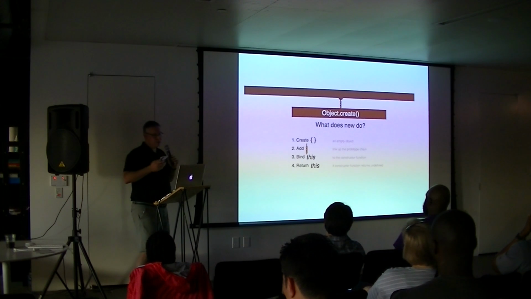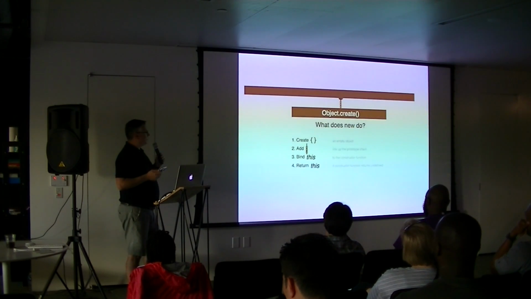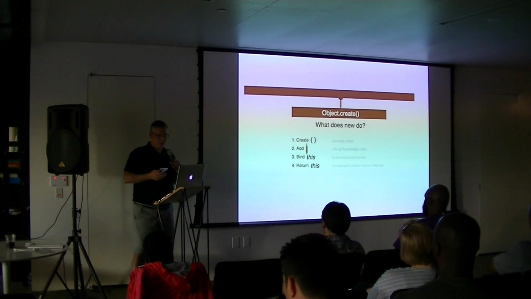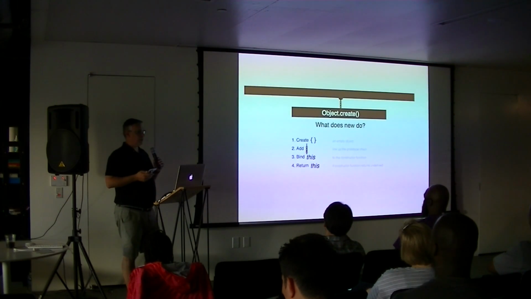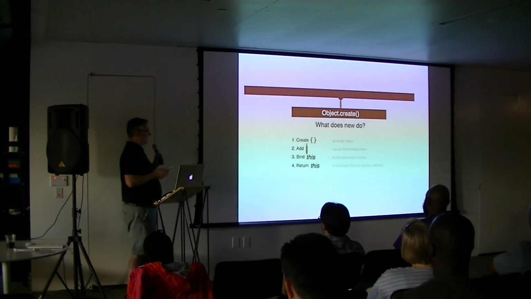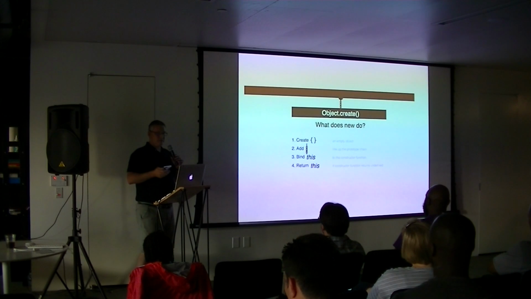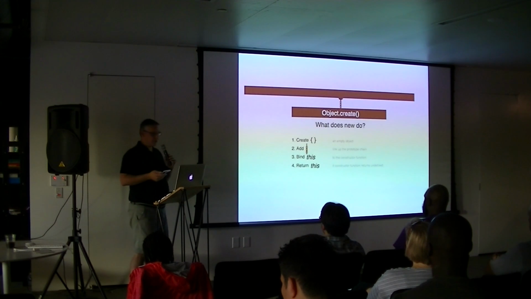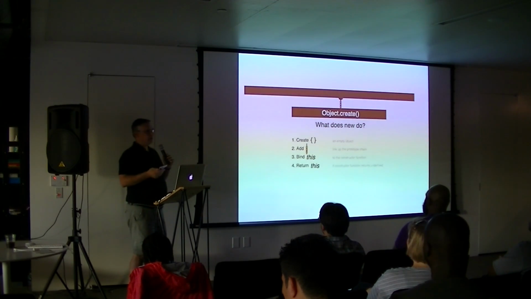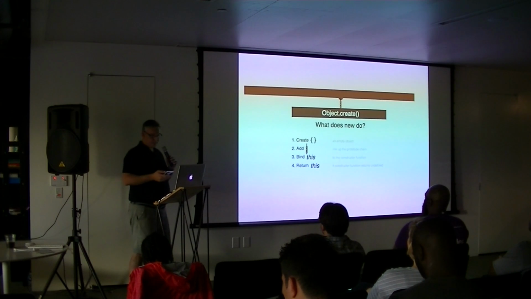So this is straight out of Kyle Simpson's book as well. So step one, it creates an empty object. Step two, it links up the prototype chain. Step three, it binds the this context to the constructor function. And then lastly, as a convenience, it returns this. Typically when you write constructor functions, you don't put a return in. If you do, you're going to probably mess up this part of it. But returning this is just a convenience that allows you to method chain.